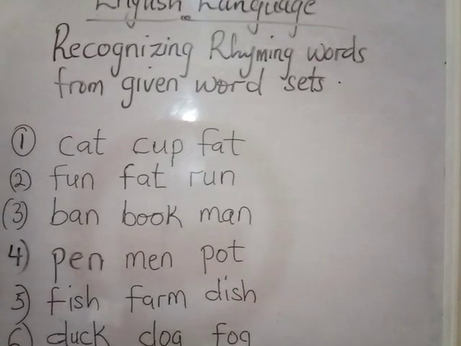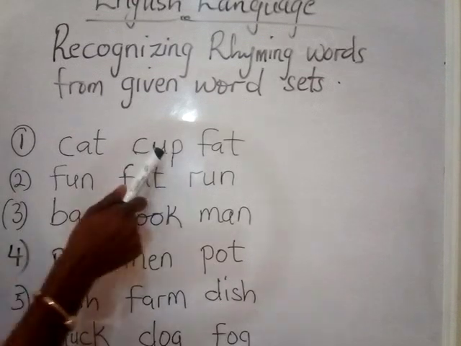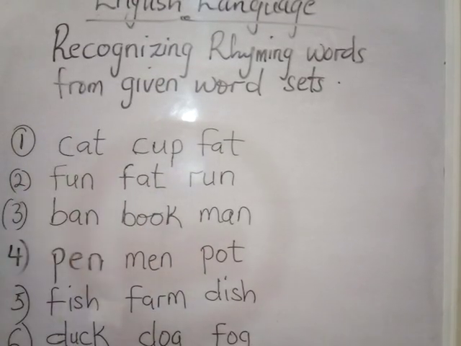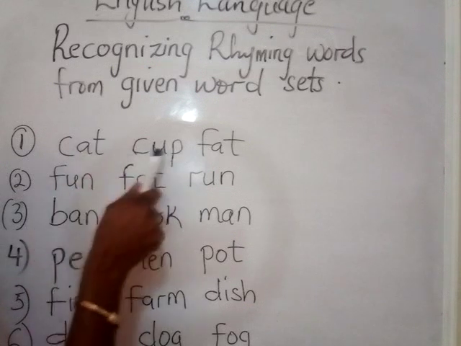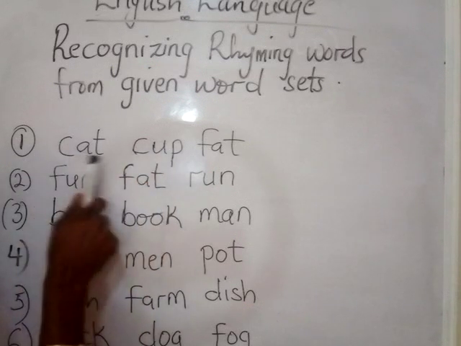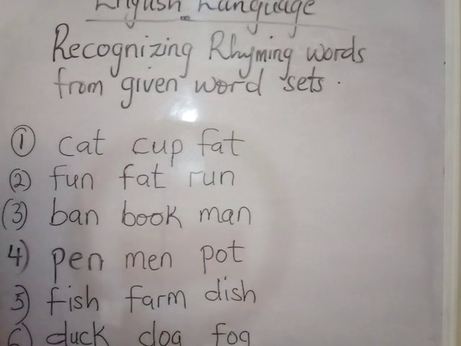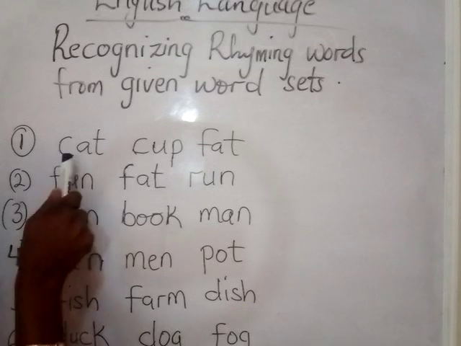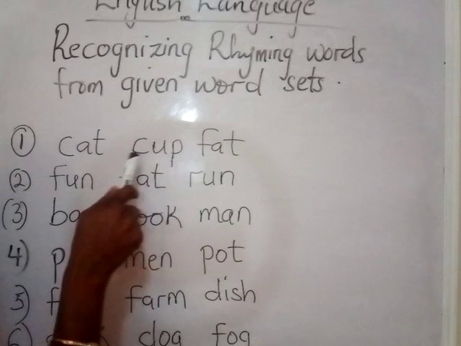So the first set of words we have here are cat, cup, fat. Mind you, what we are doing here is trying to circle out the word that doesn't rhyme in the set. Let's take them two at a time. Cat, cup. If we look at cat and cup, we find out that the beginning sounds are the same. But remember again that in rhyming words, we are not looking at the beginning sounds. We have k-at, k-up.